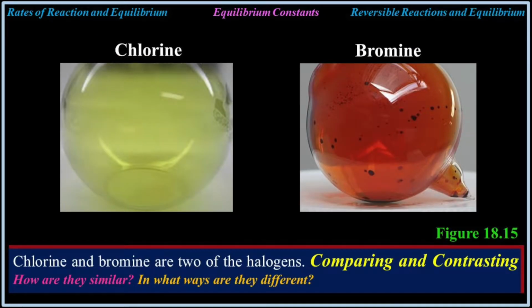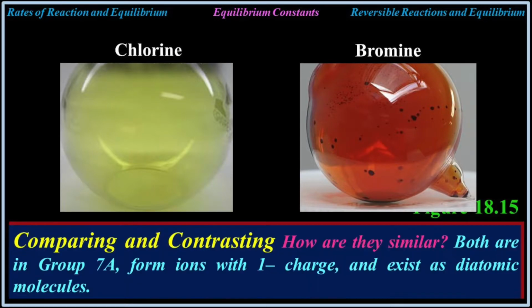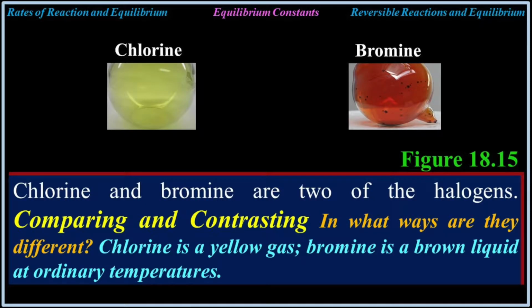Chlorine and bromine are 2 of the halogens, comparing and contrasting. How are they similar? In what ways are they different? Both are in group 7A, form ions with a -1 charge, and exist as diatomic molecules. Chlorine is a yellow gas, bromine is a brown liquid at ordinary temperatures. It's approximately a gas-liquid. Its boiling point is near room temperature.